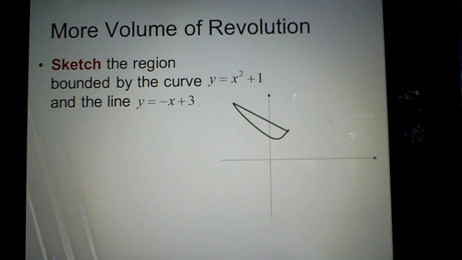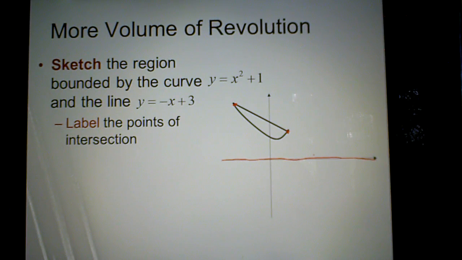That's going to change. I have my parabola x squared plus 1 and a linear function negative x plus 3. They intersect here and here. Okay, x squared plus 1, negative x plus 3. There's their points of intersection. I want to spin this around the x-axis. So here is the axis of rotation. Notice the figure lies, there is space here between the figure and the axis of rotation.